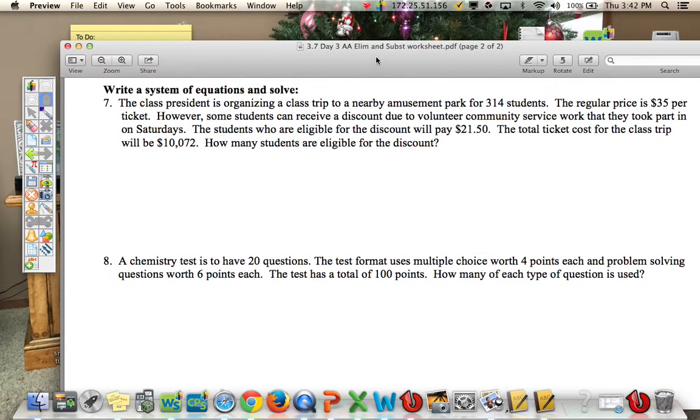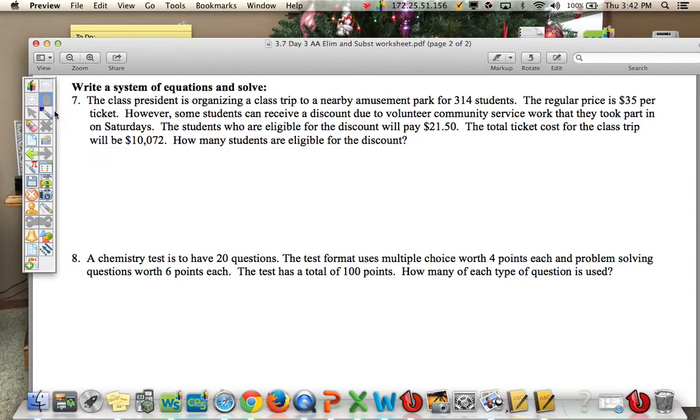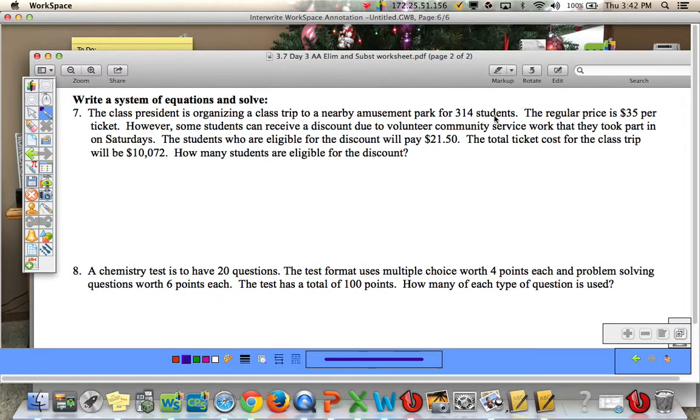The class president is organizing a class trip to a nearby amusement park for 314 students. The regular price of the tickets is $35 per ticket. However, some students can receive a discount due to some community service they took part in. The students who are eligible for the discount will pay $21.50. The total ticket cost is $10,072. How many students are eligible?